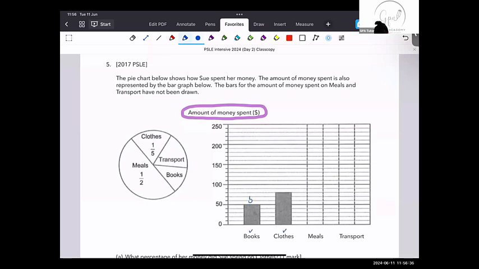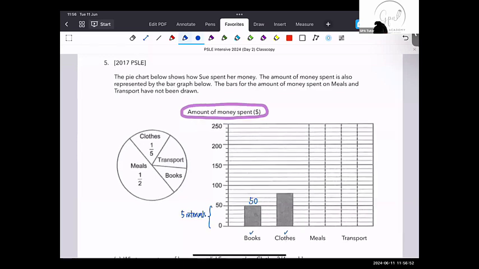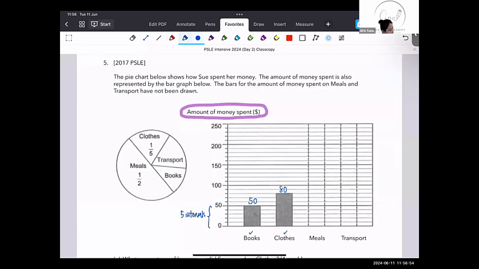So what I will do is figure out the actual number first. And I know that there are 5 intervals. Each interval will be 10 because 50 divided by 5 gives us 10. So clothes will be 80. Then after that, what else?